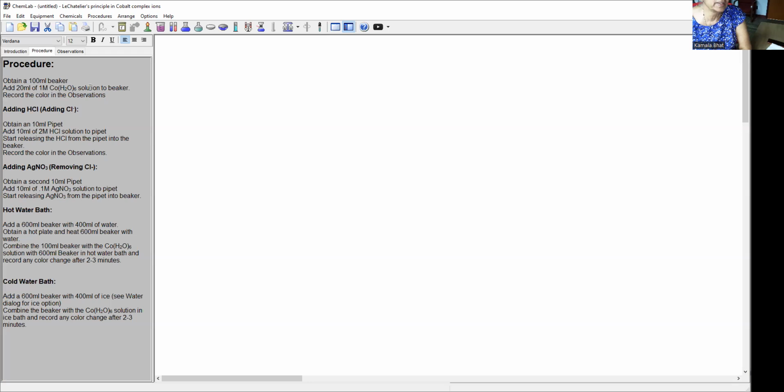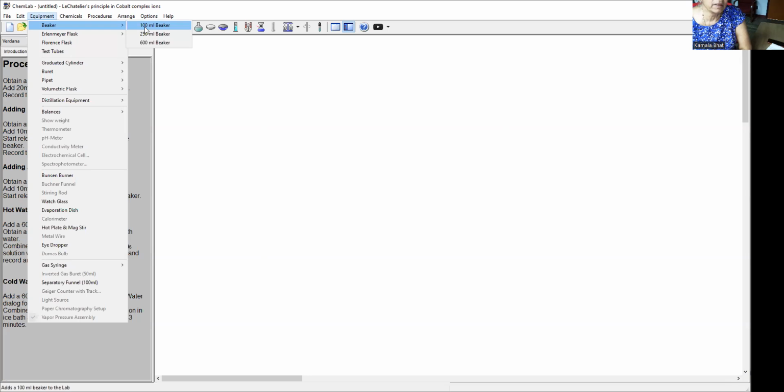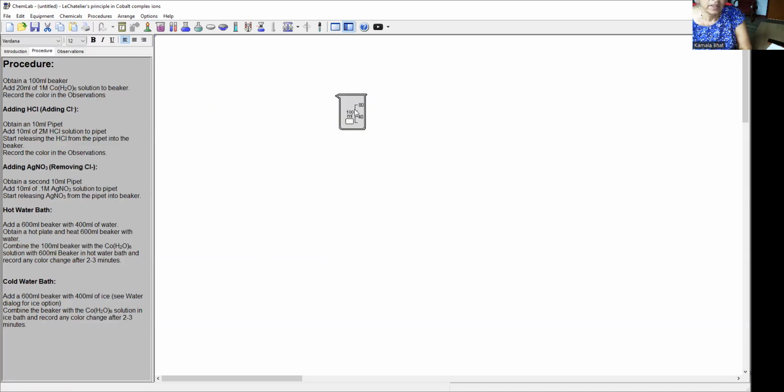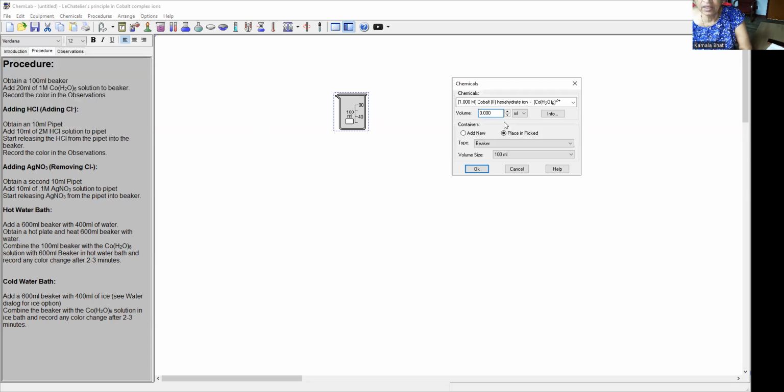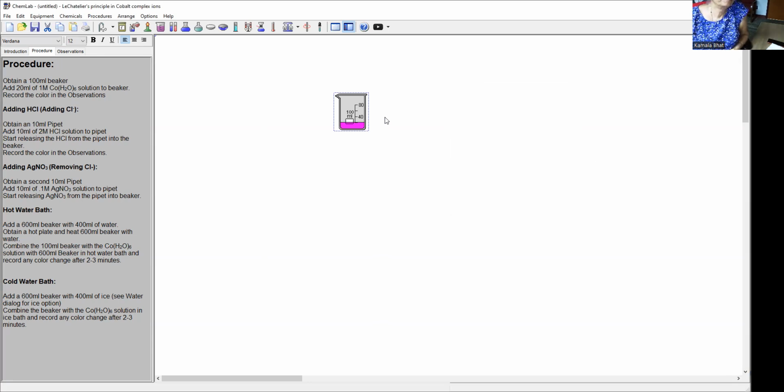So what we need is to get a 100 mL beaker from the equipment menu, go to beaker, get out the 100 mL beaker, go to the chemicals, and add 20 mL of the cobalt complex. It says add 20 mL. So here is the dialog box, add 20 mL and say okay. And there you can see the pink color. So now record the color. You have to record the color.